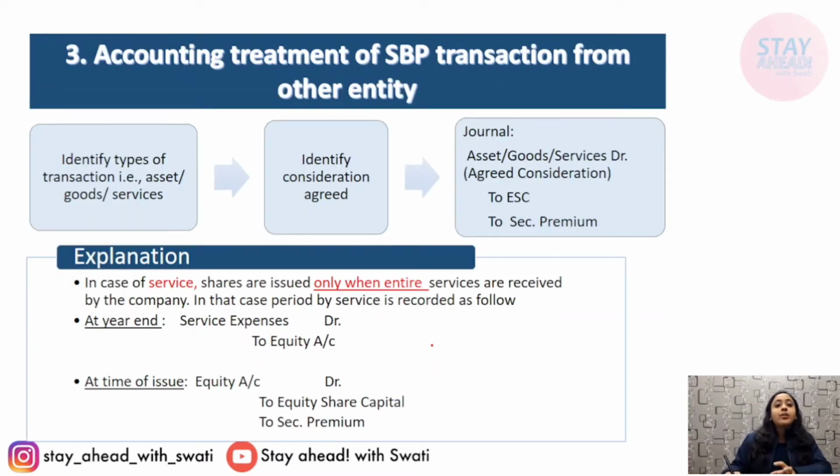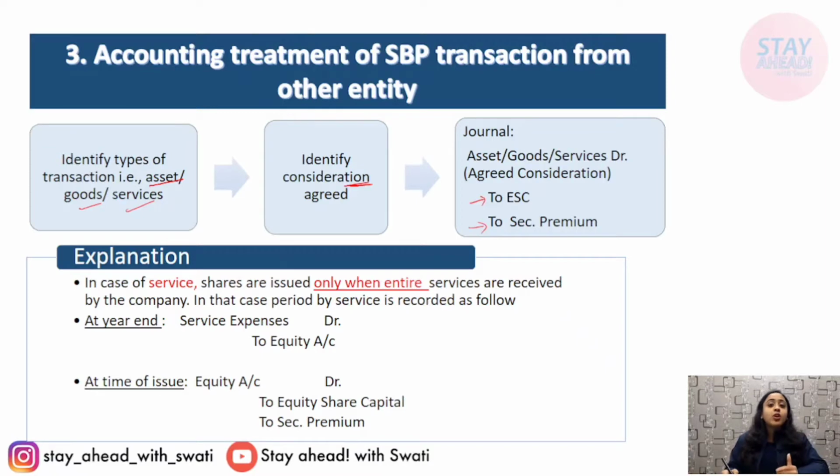Next comes the accounting treatment of share-based payment from any other entity. You need to first identify whether it is an asset, good or service, and then identify the amount or the consideration that has been agreed. Finally, you need to journalize it: asset, goods or service debit to equity share capital, and the balance amount will be taken to the securities premium account.